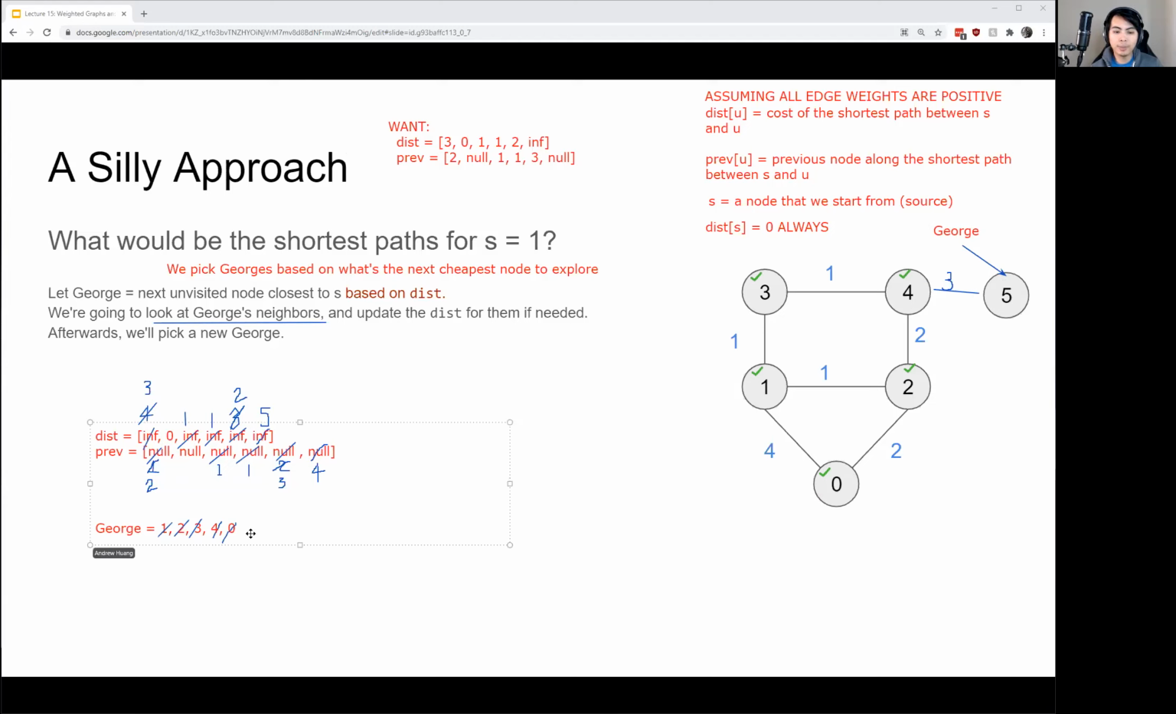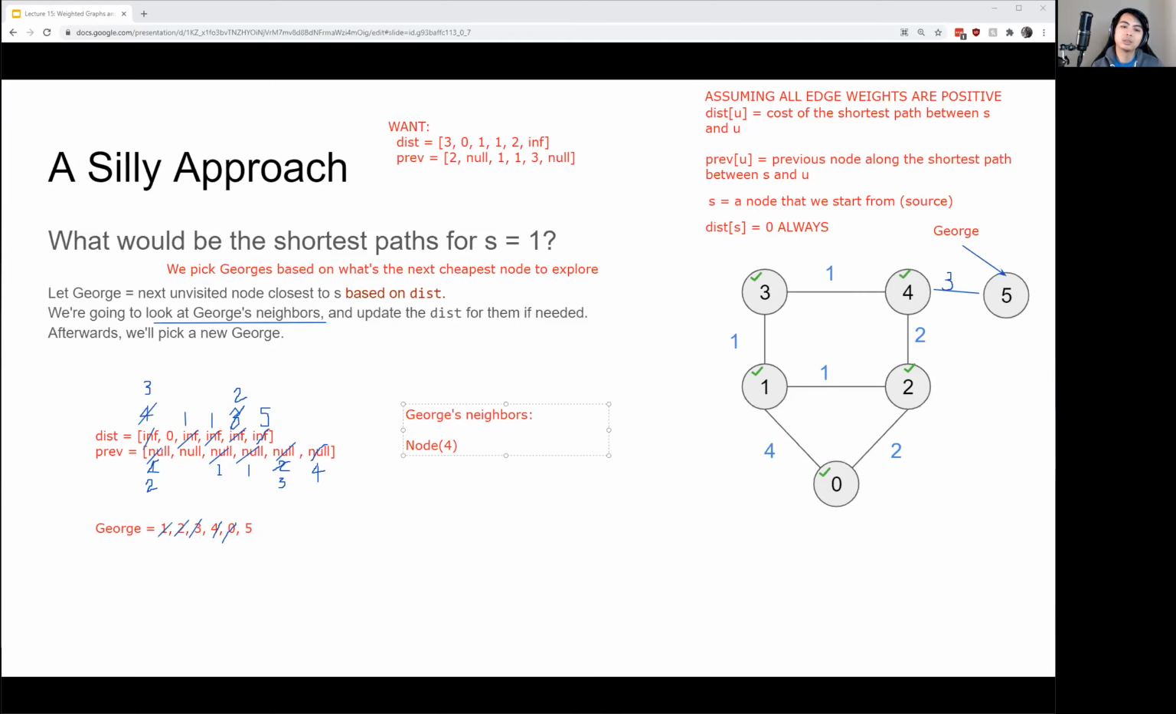All right, so from here we have the same thing, right? Let me just spell it out in detail. We look at all of George's neighbors. What node is George's only neighbor? This George is kind of very solitary. It only has one neighbor in this case. George only has node 4, right? Because if George is equal to node 5, then it only has node 4.